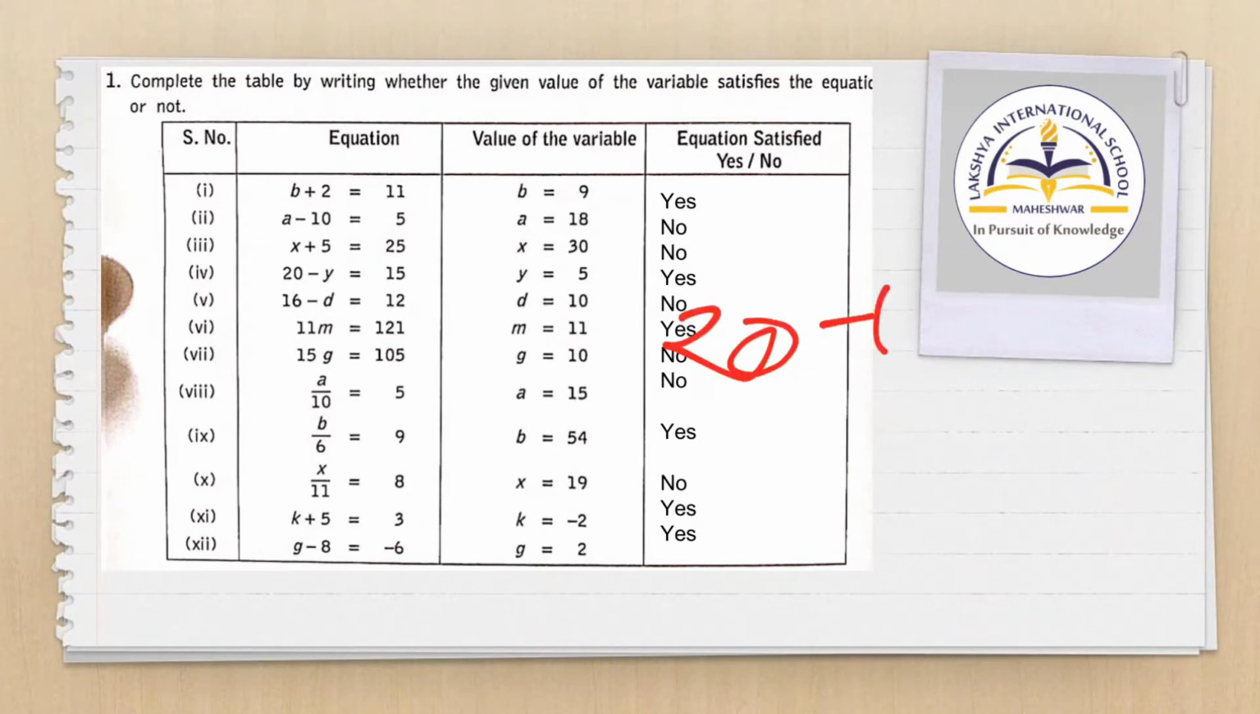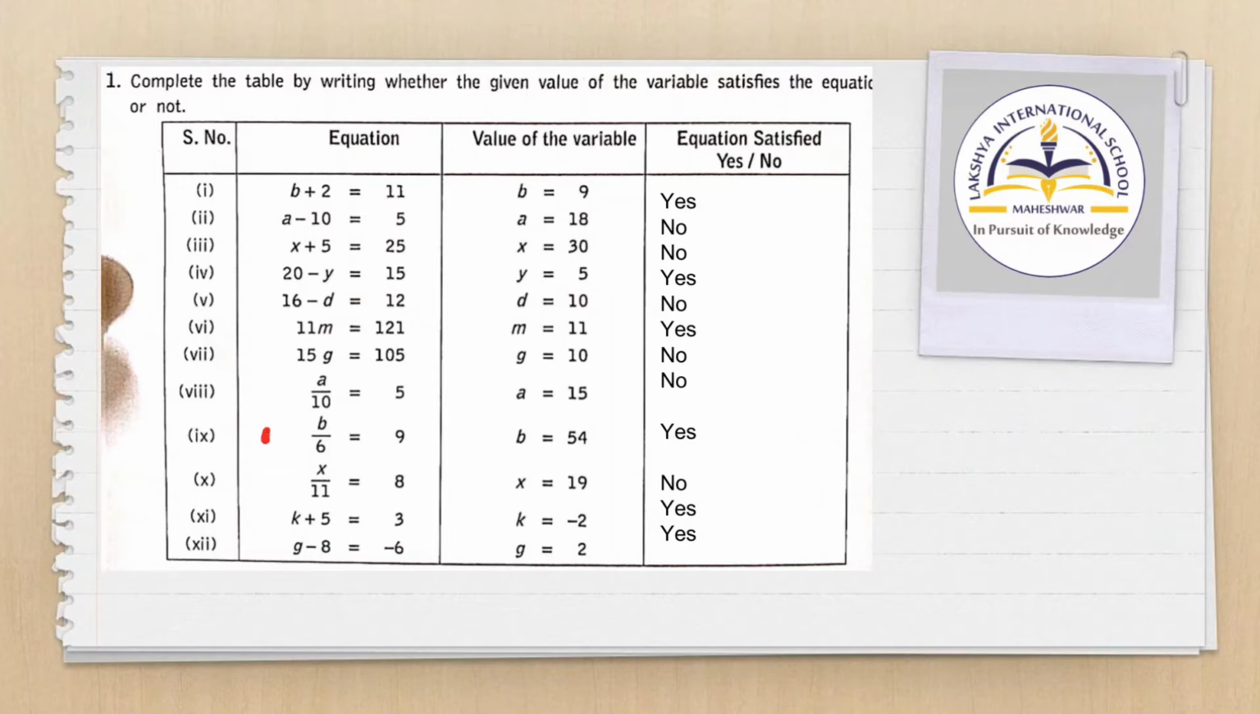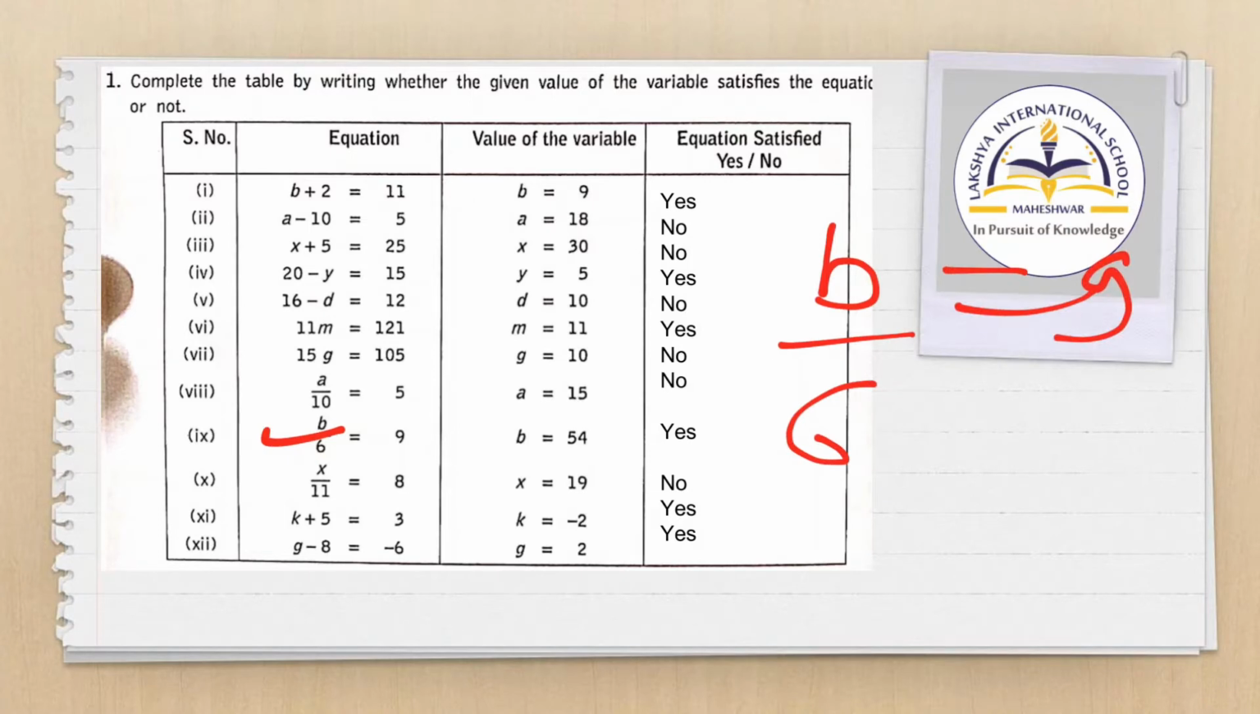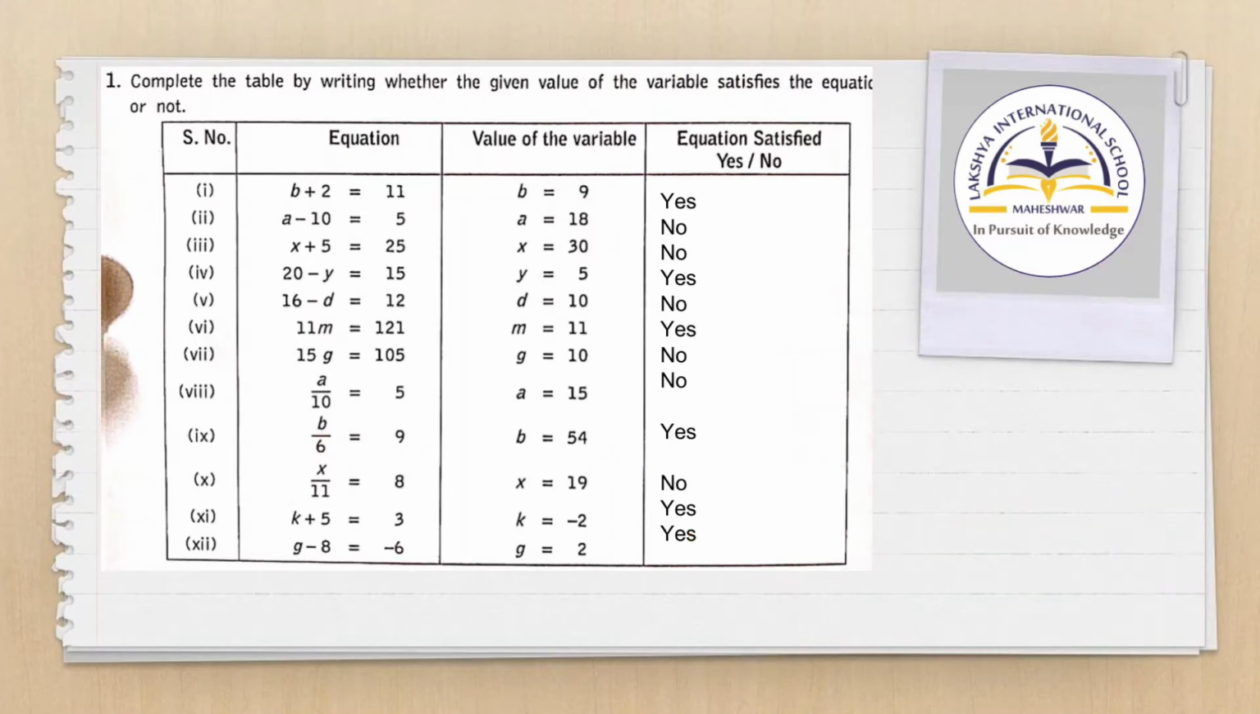20 minus 5, 15. Now in place of y, 20 minus 5 equals 15. Yes. So like this you have to solve this question. We will solve one more question, a division one: b by 6 equals 9. Now what is the value of b? 54. Now 9 into 6, 9 sixes are 54. This condition is satisfied. Yes. So like this you have to solve.